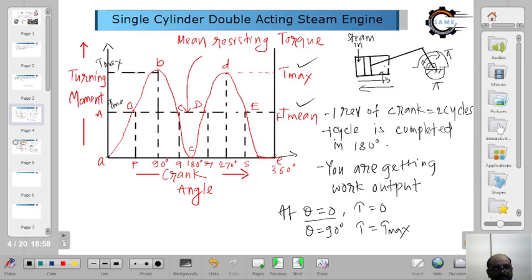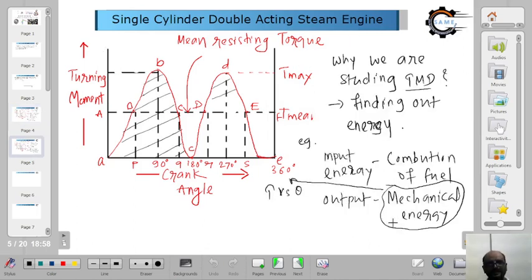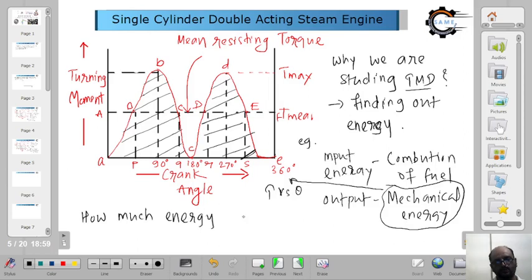Okay, means here we are finding the mechanical energy. How to measure this mechanical energy with the help of this turning moment diagram? By taking the area of this. Now how much amount of energy are we getting? So the turning moment diagram is required, right? In order to understand this, we study this turning moment versus theta diagram. Okay. See, this is the mean torque, means mean resisting torque. Right. See, many things we can conclude from this.